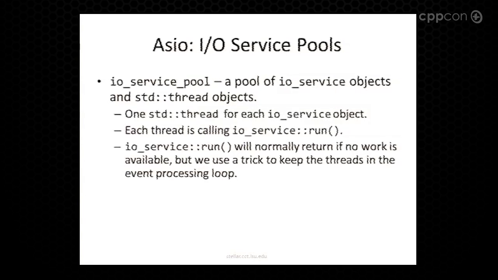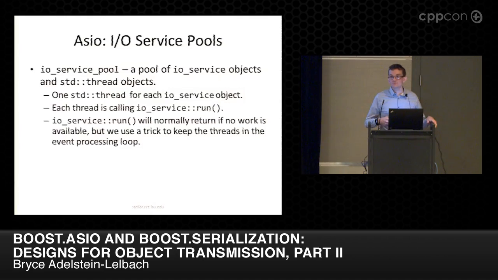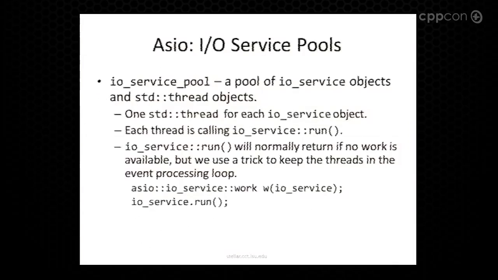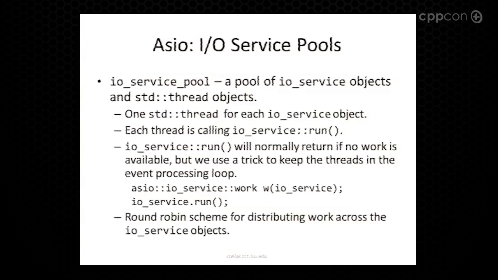And so io_service::run will normally return if there's no work available, but we use a little trick to keep these guys processing in the loop. So they are just waiting for I/O work to do. They're just spinning there, basically. So we just do a round-robin scheme.